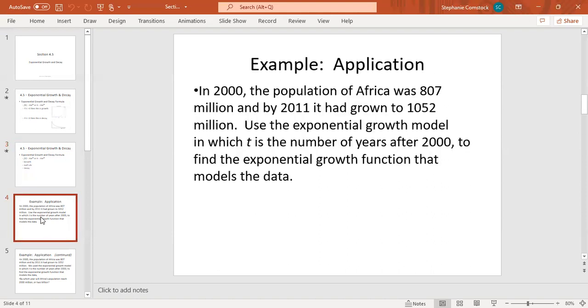So this first example is: in the year 2000, the population of Africa was 807 million. And then in 2011, it had grown to 1,052 million. Now, normally we would push that to 1 billion, but for purposes of this, we're wanting to keep everything in the same type of units. So they're wanting us to keep everything in millions. They want us to use an exponential growth model in which t is the number of years after 2000, and that'll come up important here in just a second, to find an exponential growth model. So let's take a look.